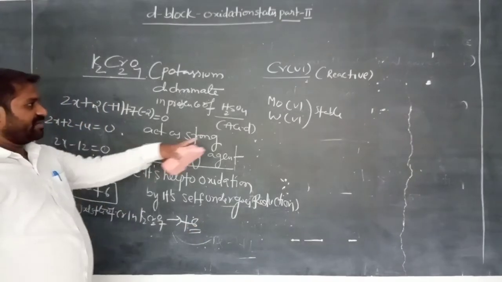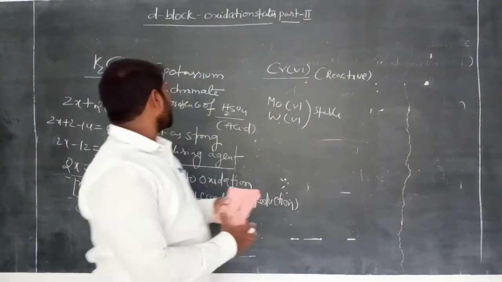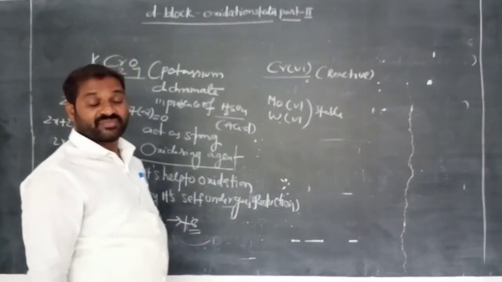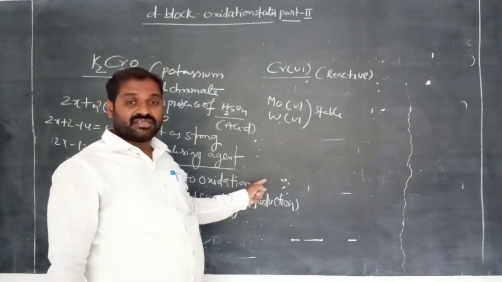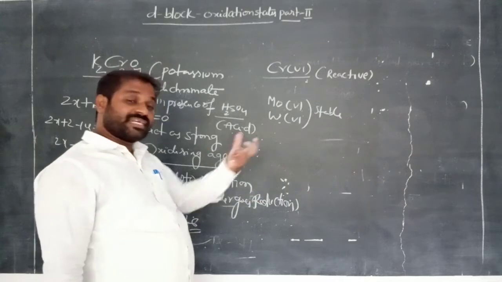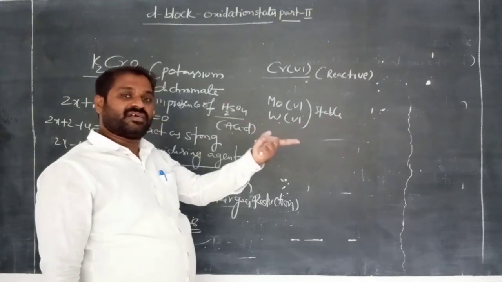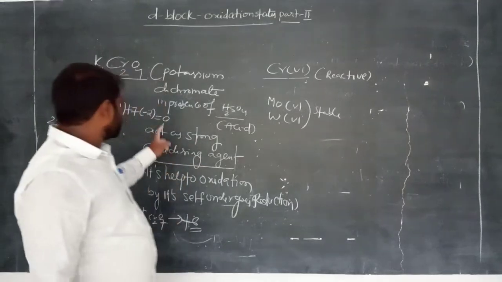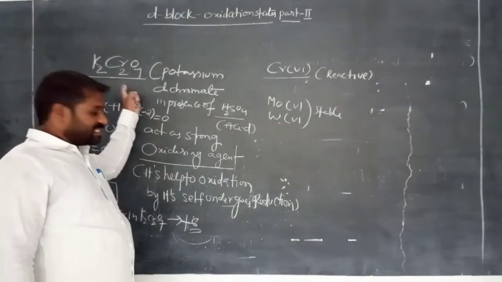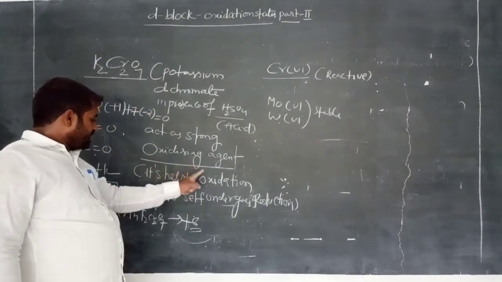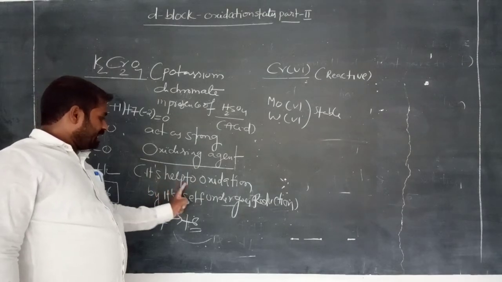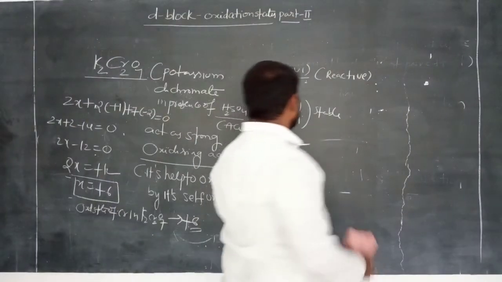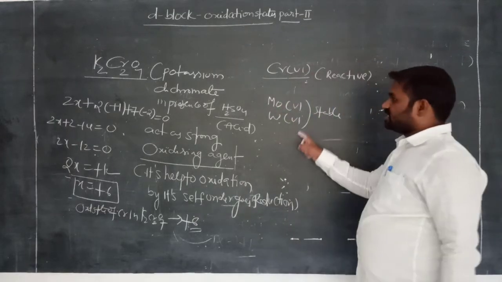Already we discussed +6, but in potassium dichromate it is very reactive and acts as an oxidizing agent. Oxidizing agent means it helps oxidation of others. That means it gains the electron from the other compound, and the other compound loses the electron. Loss of electron means oxidation. It gains the electron, so it undergoes reduction. The oxidizing agent itself undergoes reduction. Clear? Remember this.